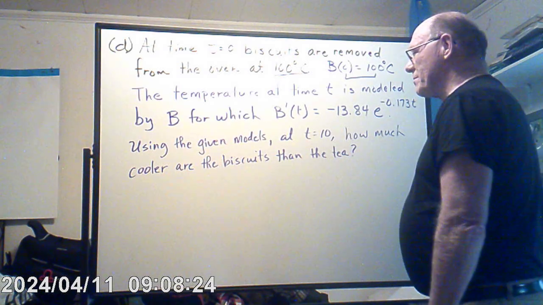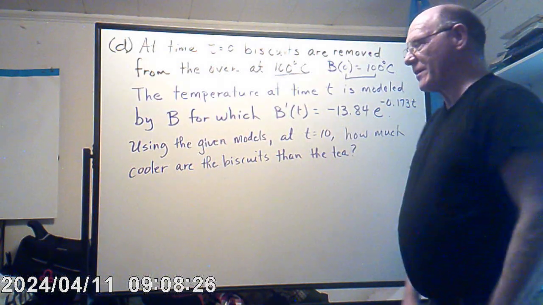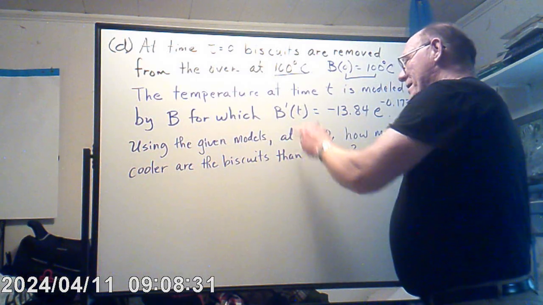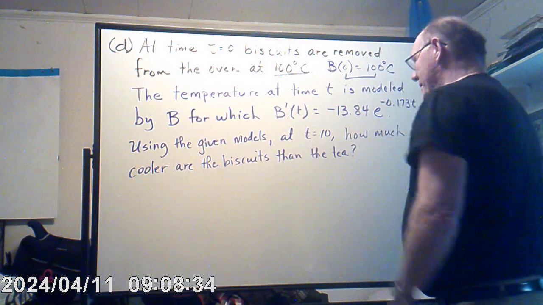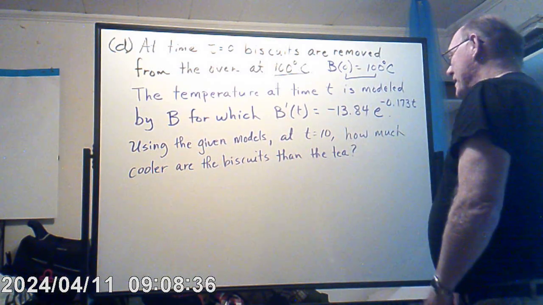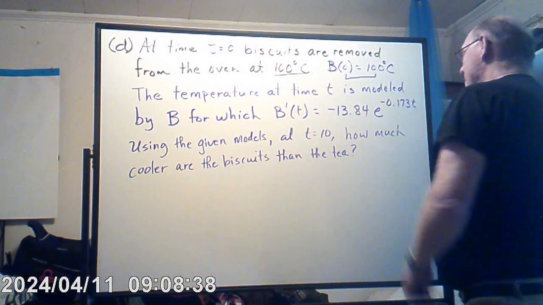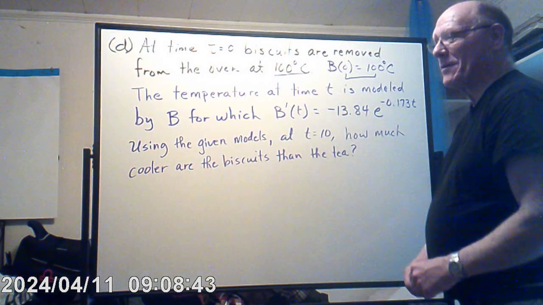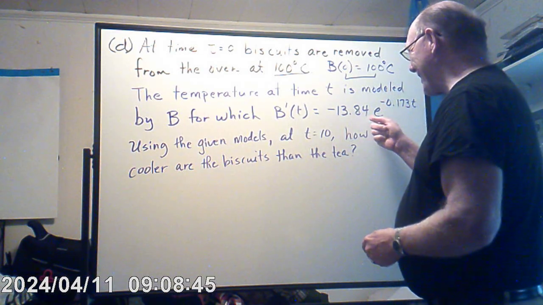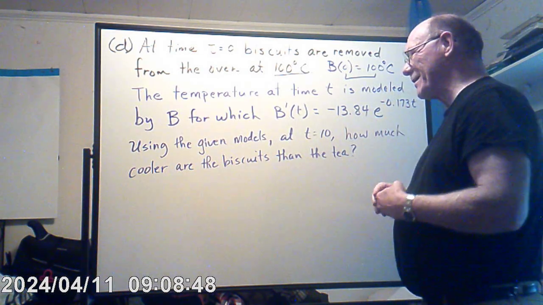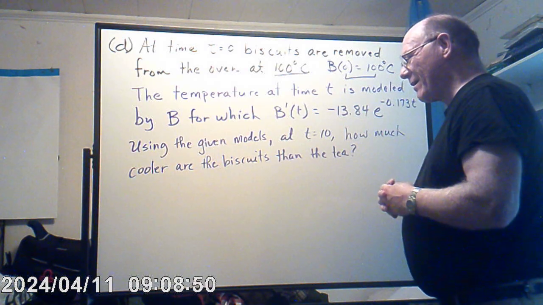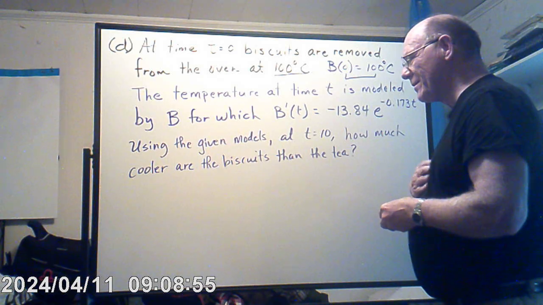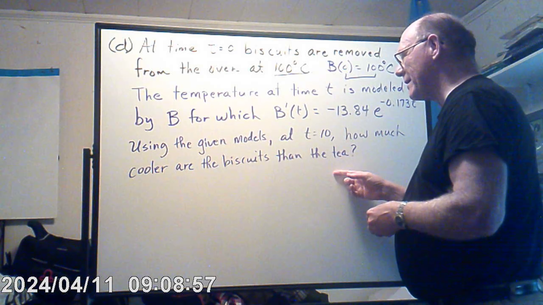The temperature at time t is modeled by the function B, for which B prime at t is equal to negative 13.84 e to the negative 0.173t. I tell you what, the people who make up this, that's really amazing. They're really good. Alright, using the given models at t equals 10, how much cooler are the biscuits than the tea?